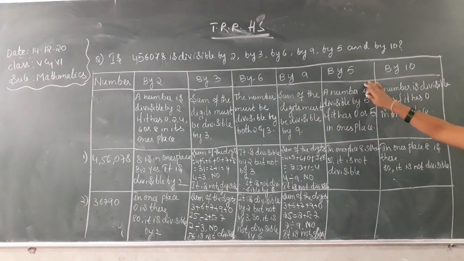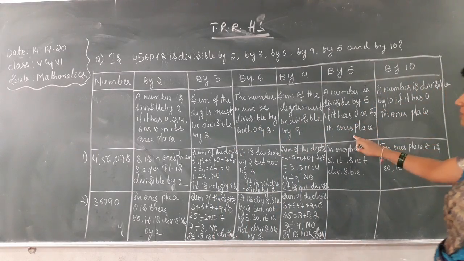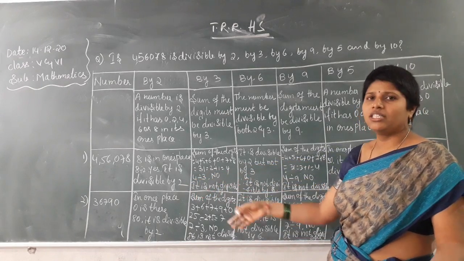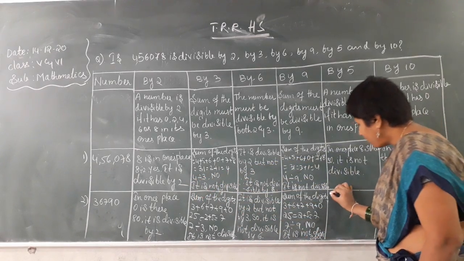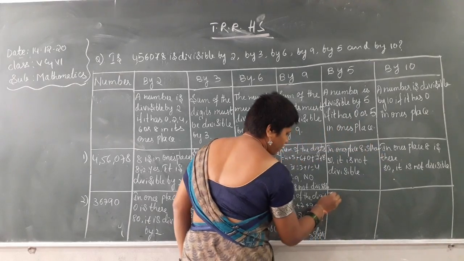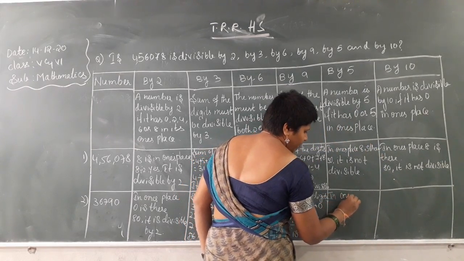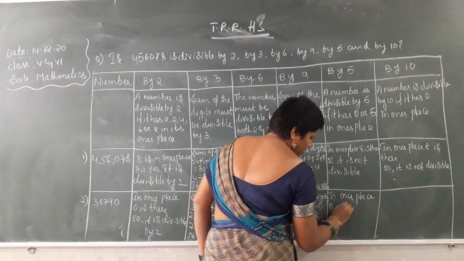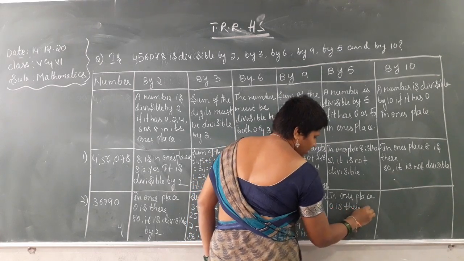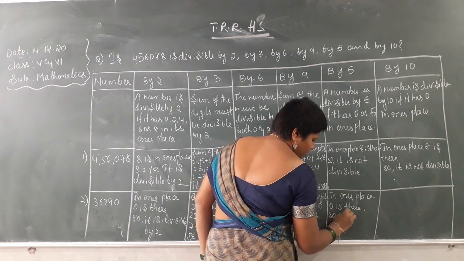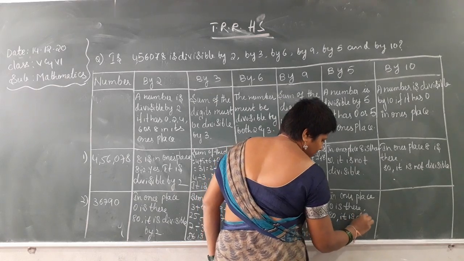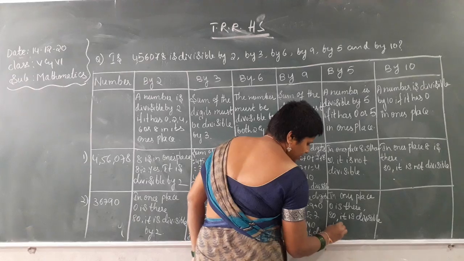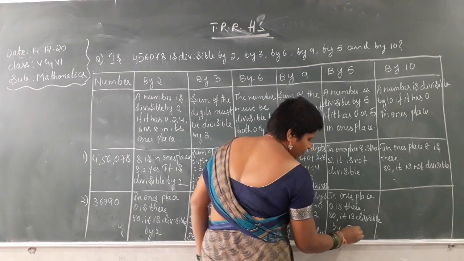Now coming to your 5. For 5, what is the rule? 0 or 5 must be there in one's place. So what is there in one's place? 0 is there. So 0 is there means it is divisible. So write down: in one's place 0 is there, so it is divisible by 5.